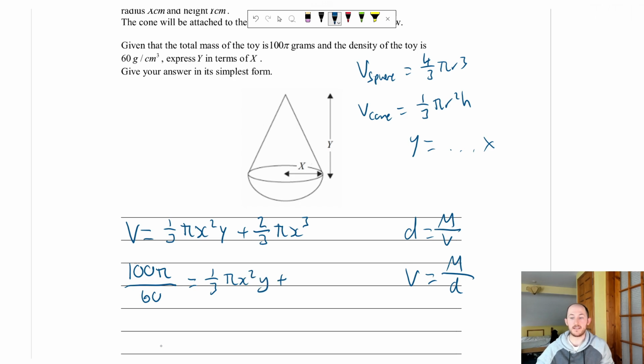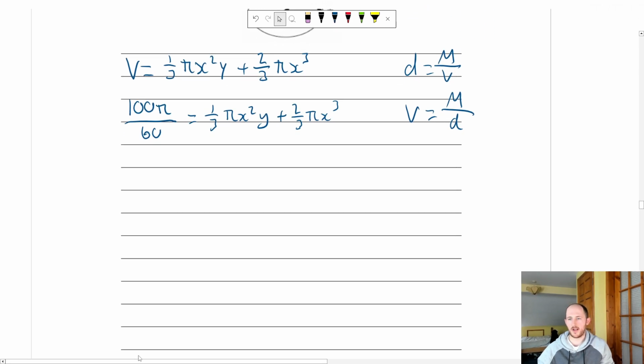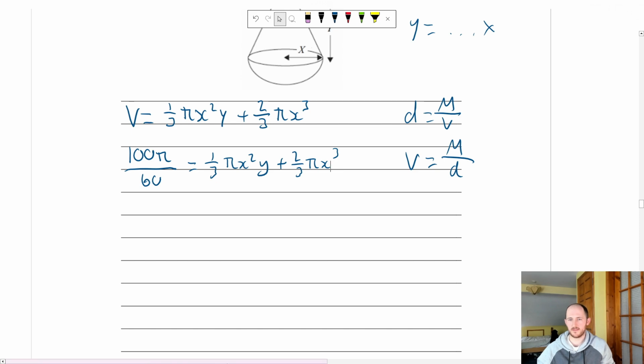And now we definitely can rearrange it for y. It's just going to take a bit of algebra, but that's all good, right? Yeah, that's fine. Who cares, right? I'm actually going to cancel out the pi straight away because we can divide everything by pi. How do I want to rearrange this? I want to move everything that isn't y onto the other side. So I want to minus 2/3 x cubed. So 100 over 60 would simplify to what? 5? Yeah, 5 over 3. Right. 5 over 3 minus 2 over 3 x cubed.